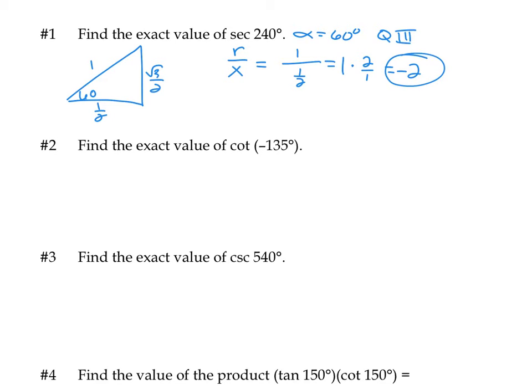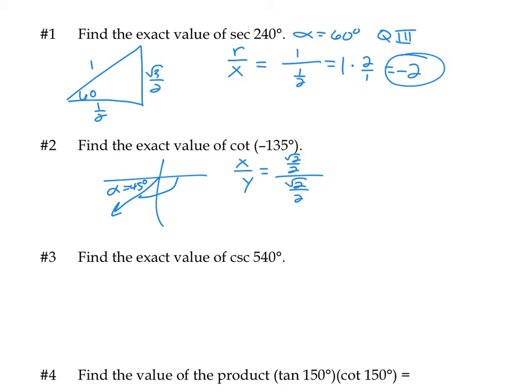All right, find the exact value of cotangent -135 degrees. Cotangent of -135 degrees, that's in quadrant 3. If we talk about -135 degrees, that's right out here with a reference angle of 45 degrees. So cotangent, the reciprocal of tangent, which is y over x, so cotangent is x over y. And for a 45-degree reference angle, x and y are equal. They're square root of 2 over 2.